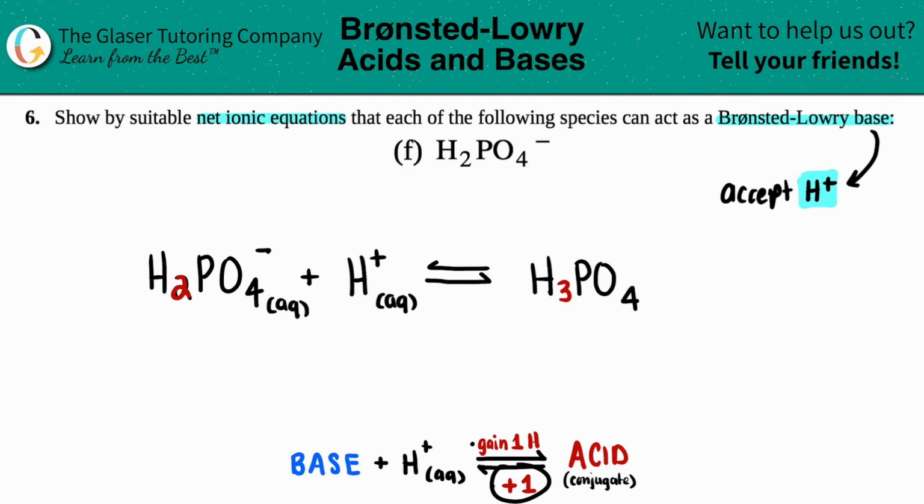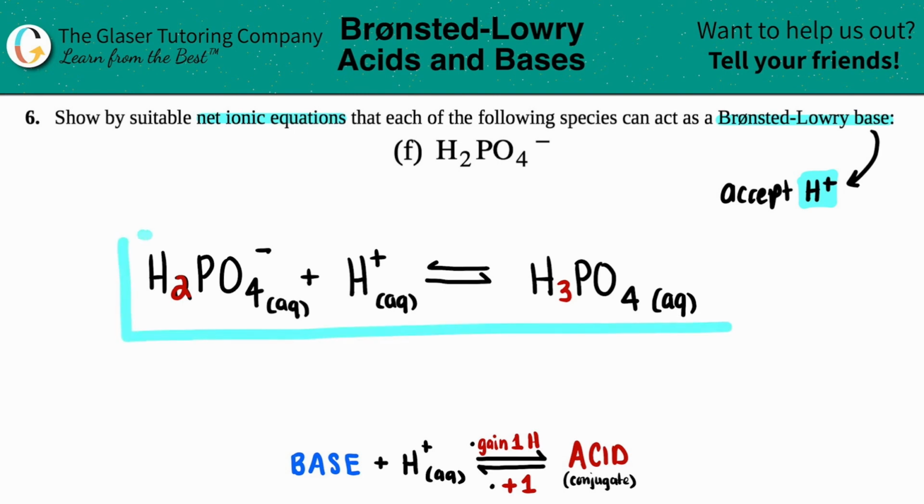Now you just got to make sure that the charge is correct. And all the time what you do is you take your initial base charge and add +1 to it, because you're adding that hydronium that has the +1. So we say, okay, it was a -1, -1 plus 1 is just 0. So I don't have to write a charge here, right? It's just 0. And since this is an acid, we write AQ. And we are done. This is the net ionic equation showing that H2PO4- can act as a Bronsted-Lowry base.